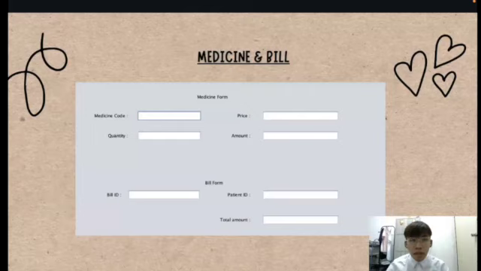Here are the medicine and bill form. There are 4 fields consisted in the medicine form, which are medicine code, price, quantity, and amount. Then, bill ID, patient ID, and total amount for the bill form.